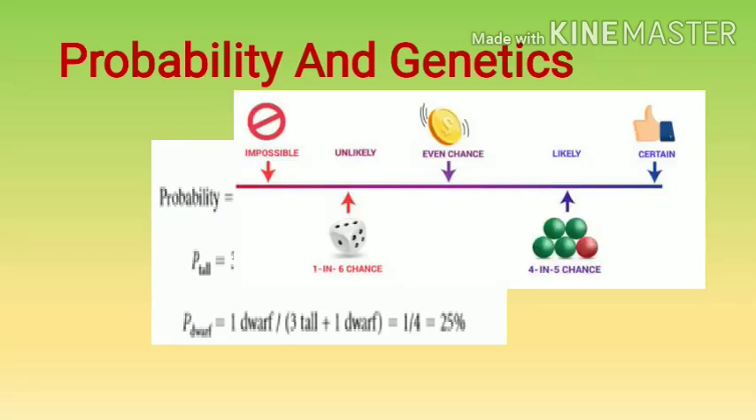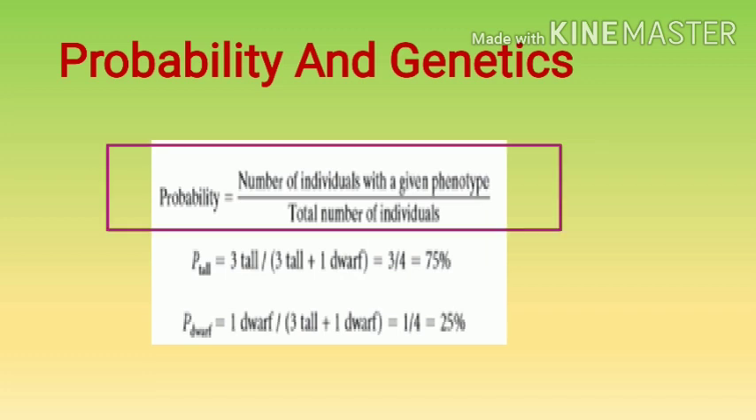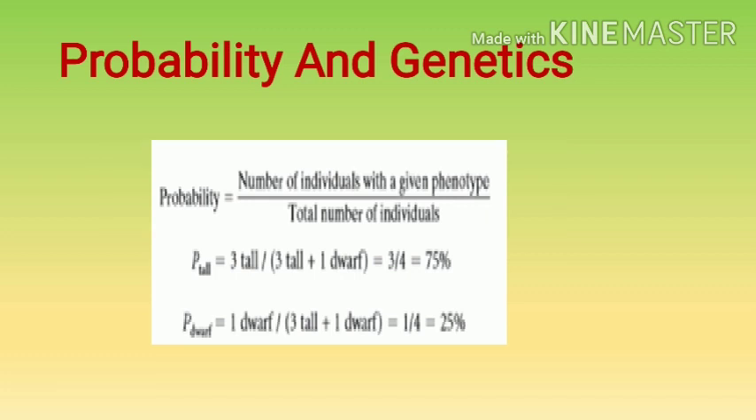As we know, probability defines the possibility of occurrence of an event, and it is a mathematical estimation which was used by Mendel to draw the important conclusions of genetics. As we can see in the figure, probability is equal to the number of individuals with a given phenotype divided by the total number of individuals. This is specifically the probability in terms of genetics.